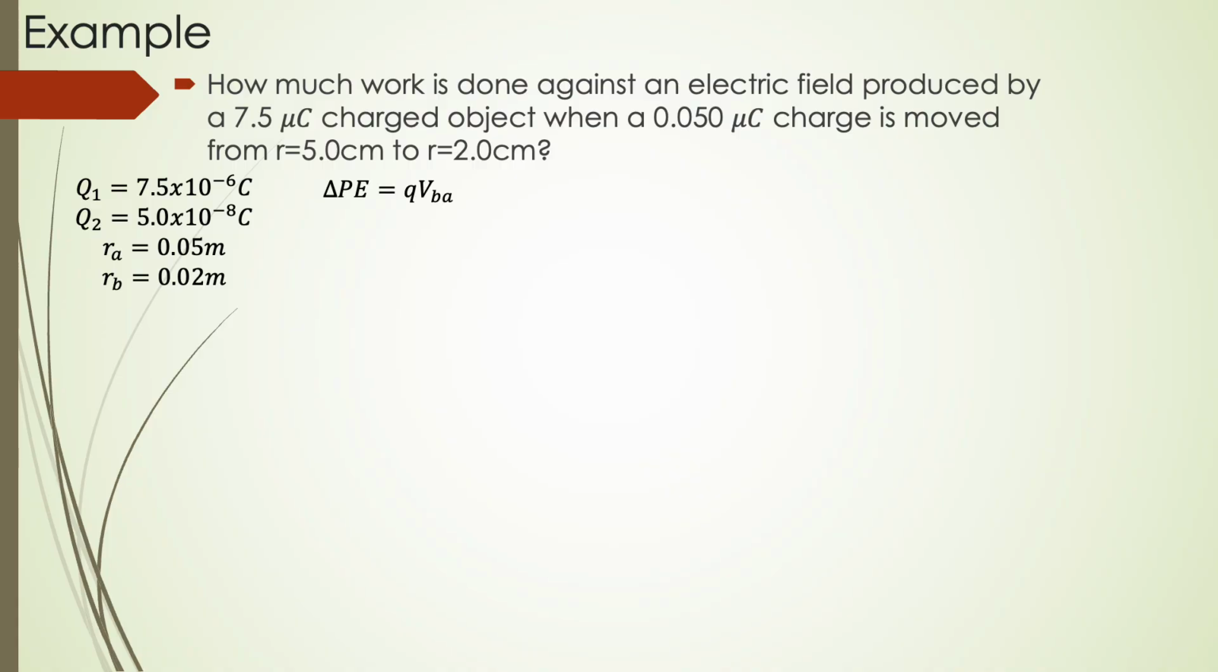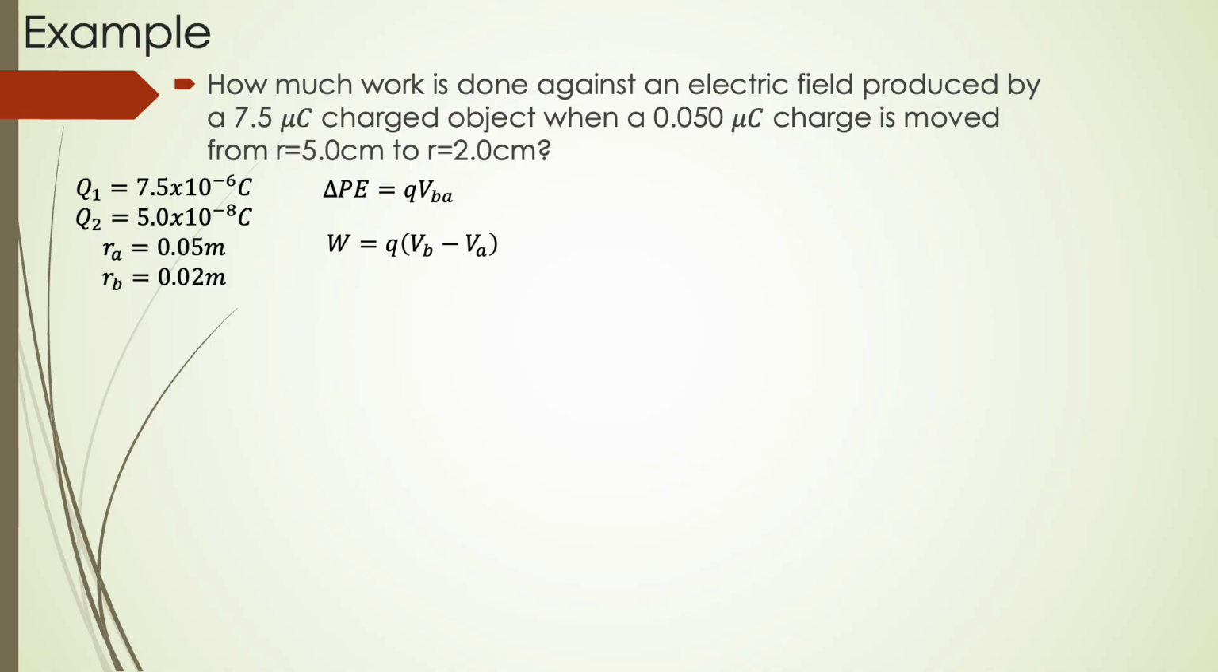So utilizing our formula sheet, I would be using our change in potential energy is equal to our charge times our potential difference. Now, our potential difference is essentially our potential at B minus our potential at A. And our change in potential energy can be described as our work.